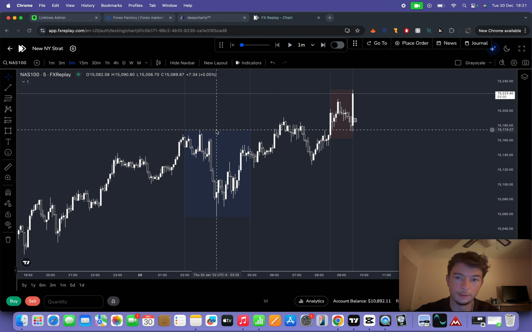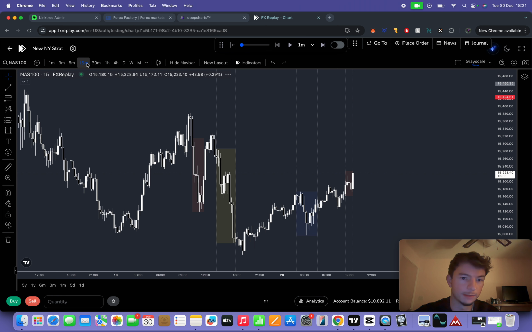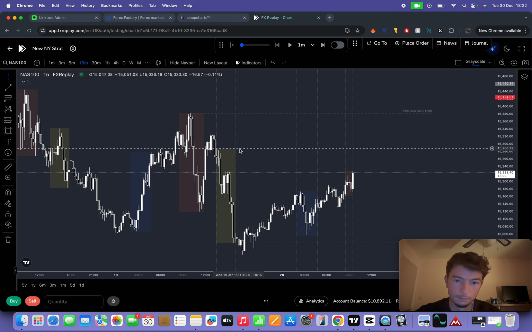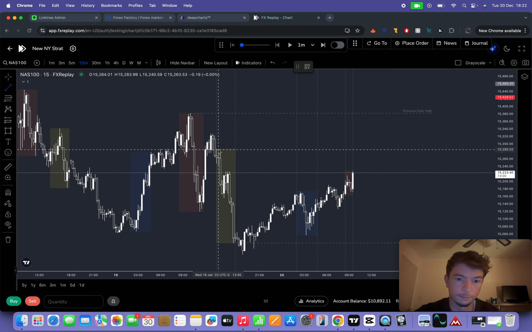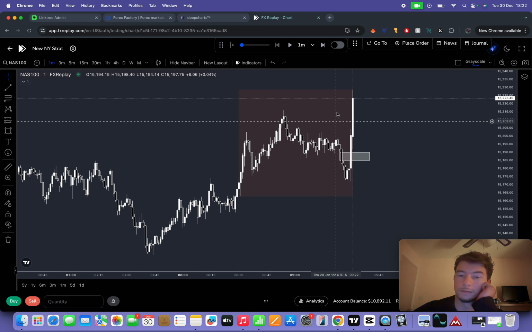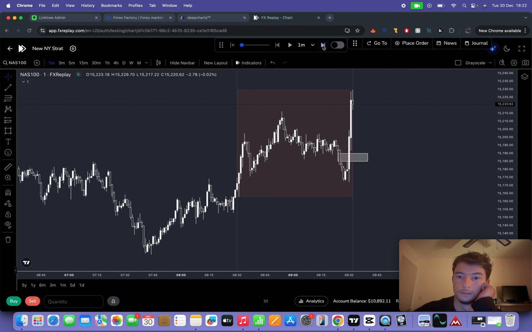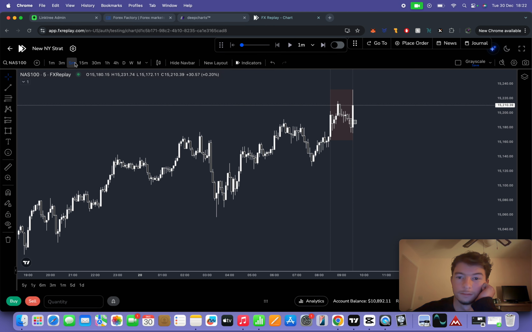Now traded above the London high. I would like to see this continue upwards to take that. Mark that level out. Again, this could be a sweep here. Relative equal lows here with a fair value gap.